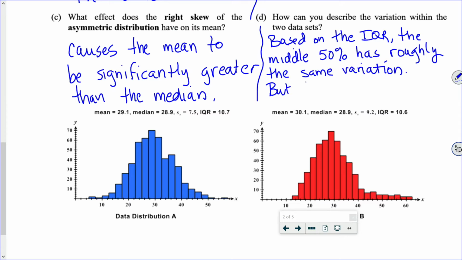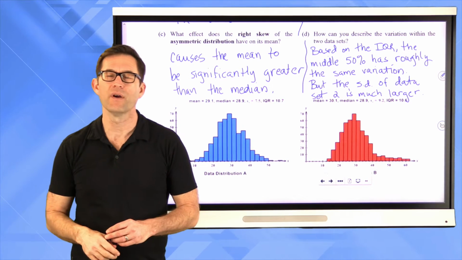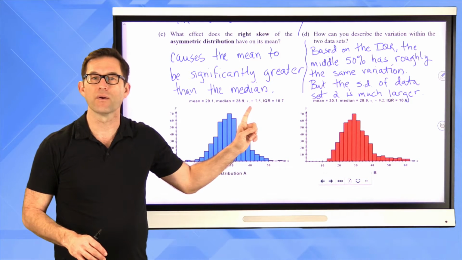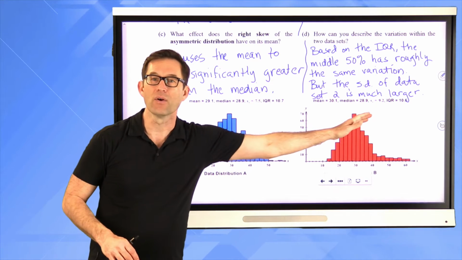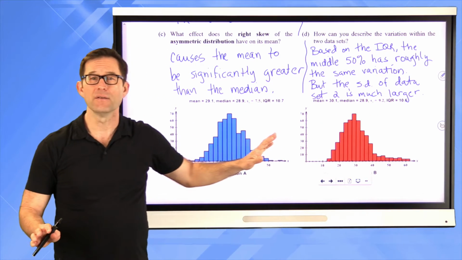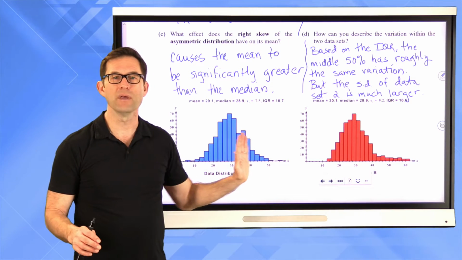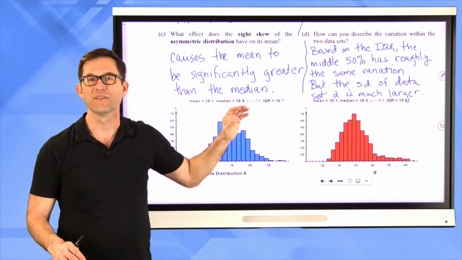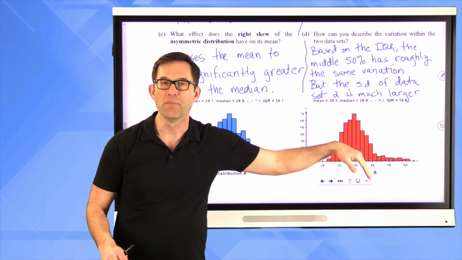But the standard deviation of data set 2 is much larger. Again, you might say much larger, 9.2 versus 7.5, but that is considerably larger, right? The average distance that a data point here is away from the mean is 7.5, but here it's 9.2. And again, that's a little weird because the variation in that middle 50% is almost identical, 10.7, 10.6. But the standard deviation of this one is much higher because of that skew.